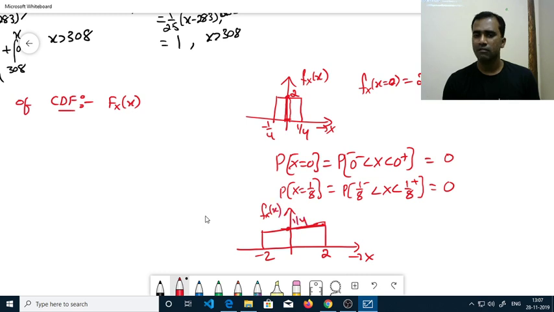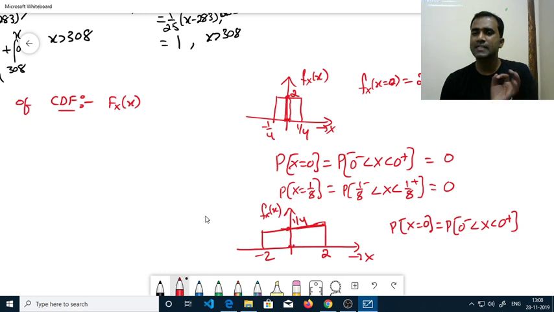Now tell me, what is P of X equal to 0? P of X equal to 0 is nothing but, we can write x equal to 0 as 0 minus less than x less than 0 plus. From 0 minus to 0 plus, just find the area. Always understand probability as area. So you are trying to find the area in this region. And how much is that? It is approximately 0, which we write as 0. Okay. Don't think that probability at x equal to 0 is 1 by 4. It is not 1 by 4.